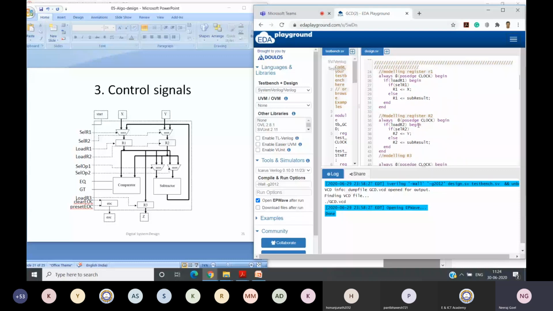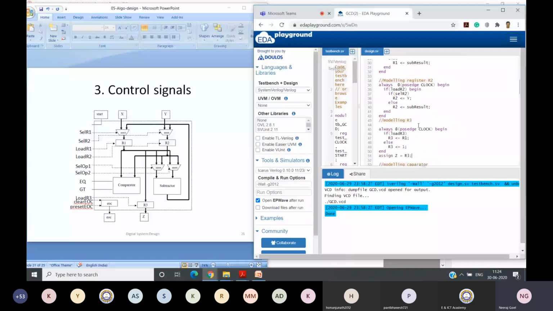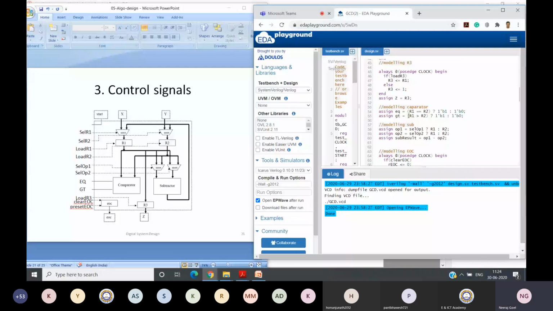And now the rest of the data path, the mux and comparator. You will see that when R1 and R2 both are equal, then we will generate this equal signal. And when R1 is more than R2, then we will generate this greater than, GT, signal.